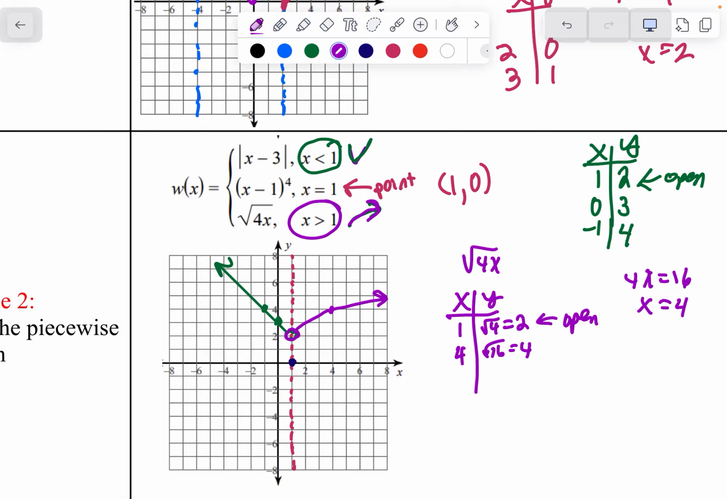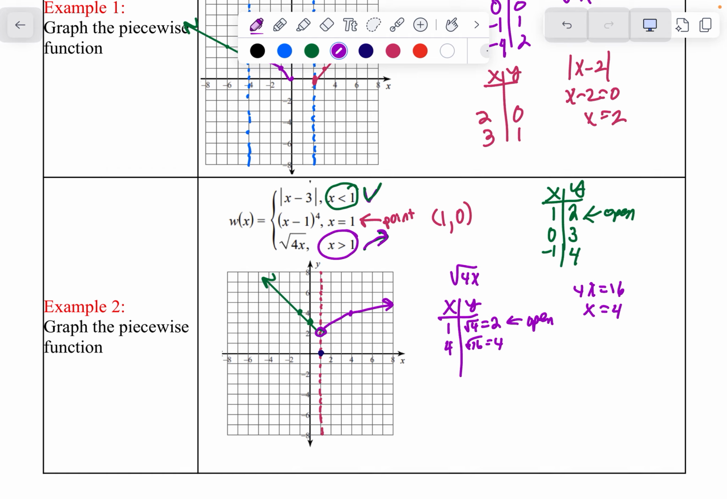Now you can plug in many points for square roots. I always ask myself, well, when is it going to equal 1? When is it going to equal 4? When is it going to equal 9? When is it going to equal 16? I try to plug in perfect numbers so that I get nice points. Any questions there?